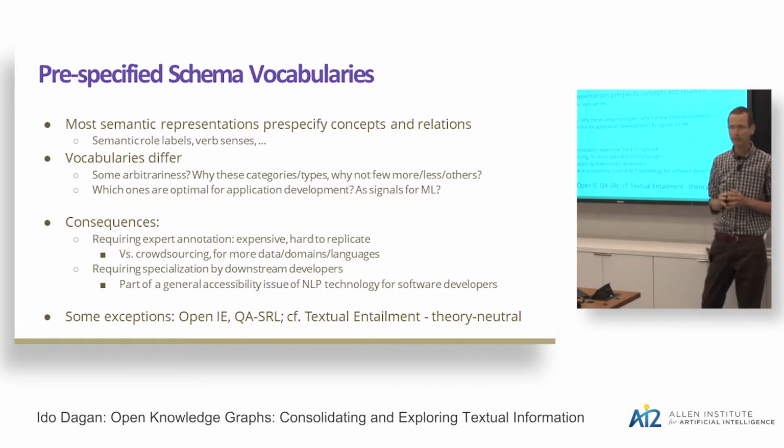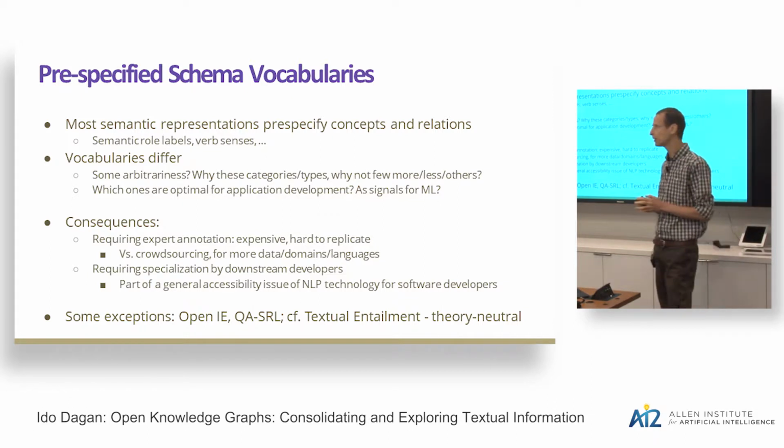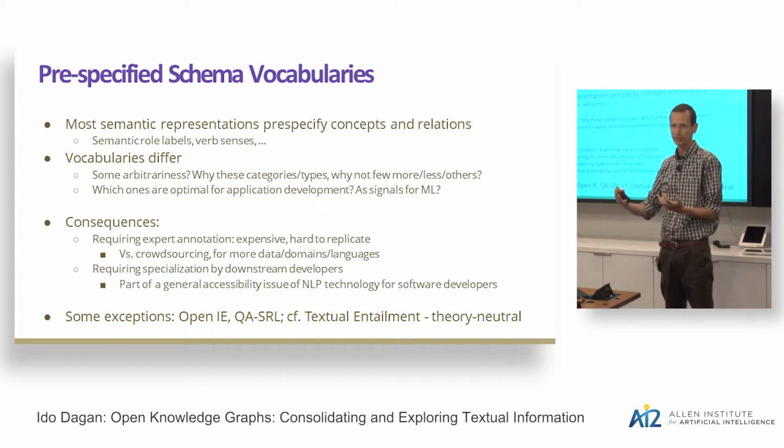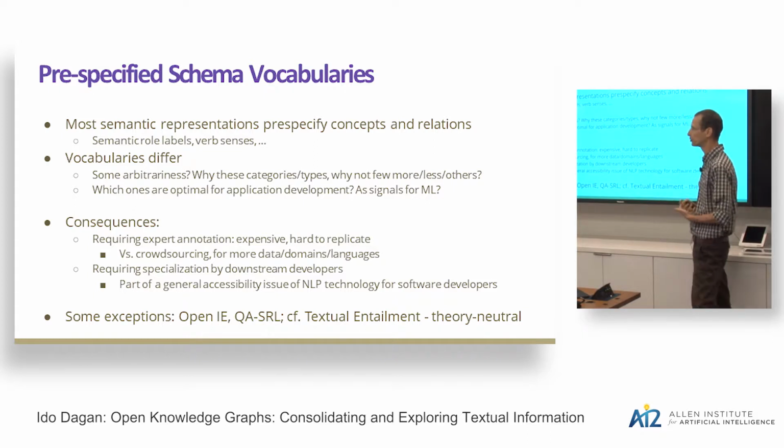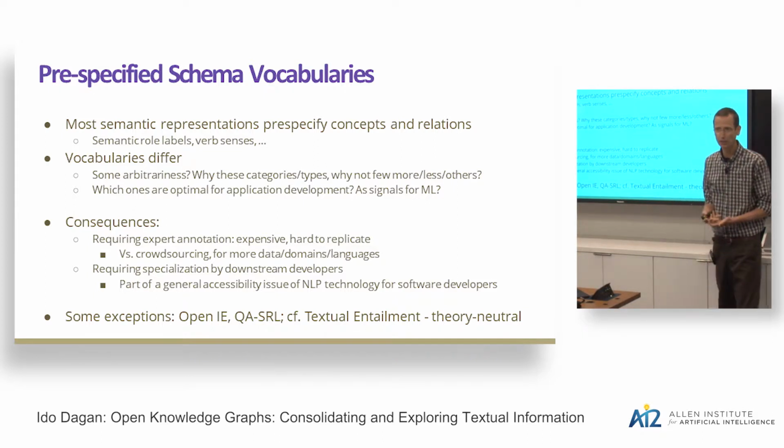And one of the things that people liked when we introduced it was that it was theory neutral. The textual entailment problem is only phrased in terms of natural language utterances. You just have to judge something about natural language utterances. You refer to human understanding of language.